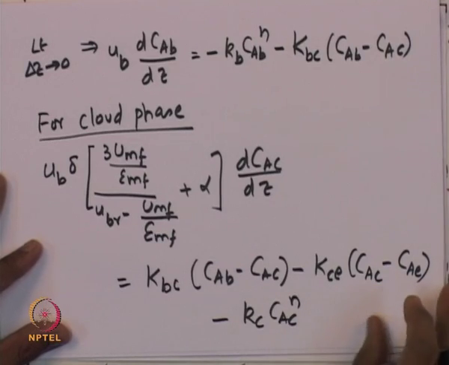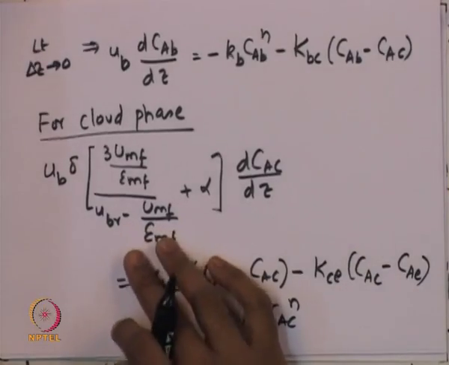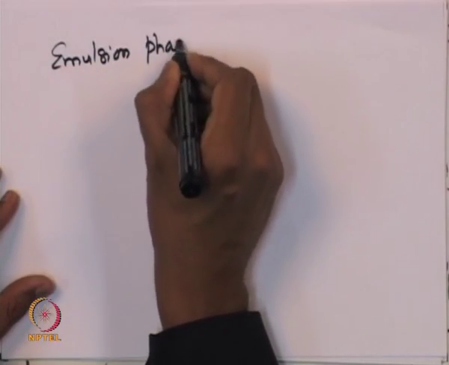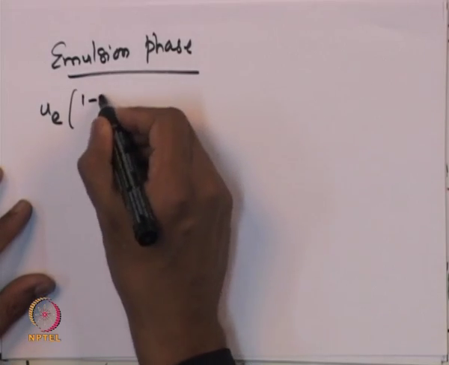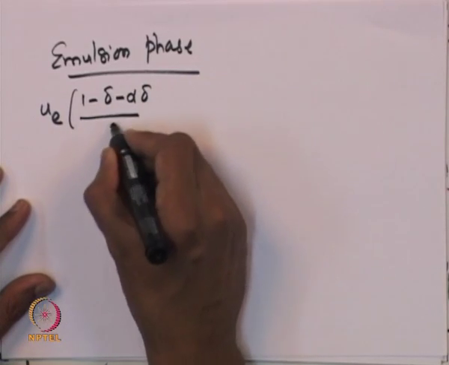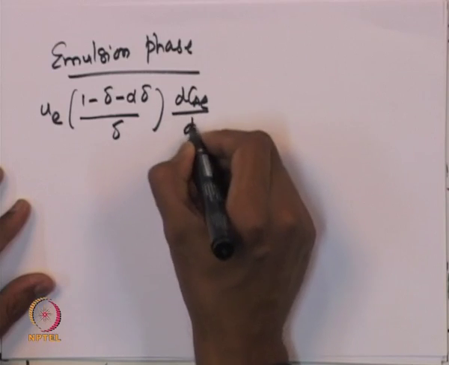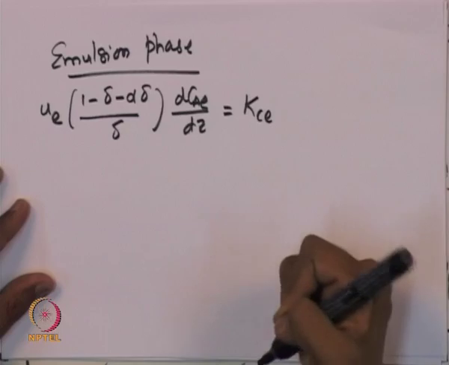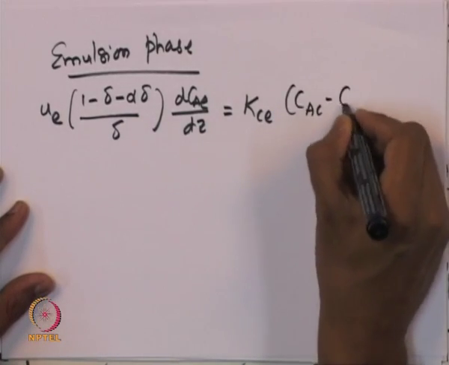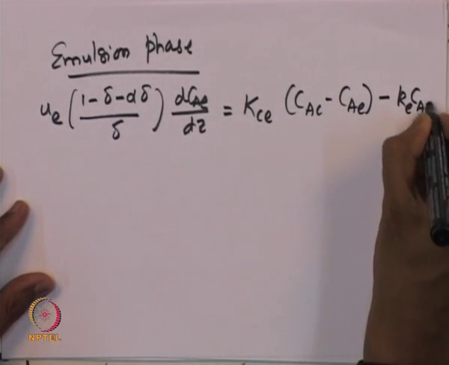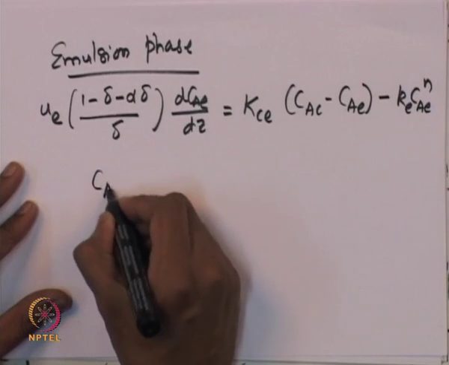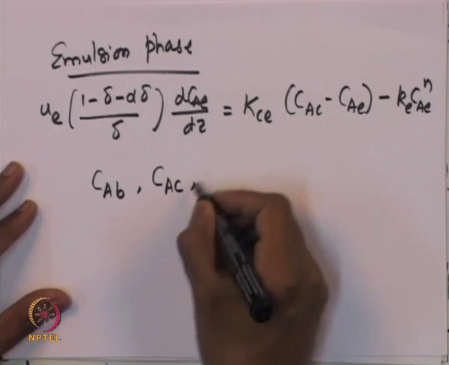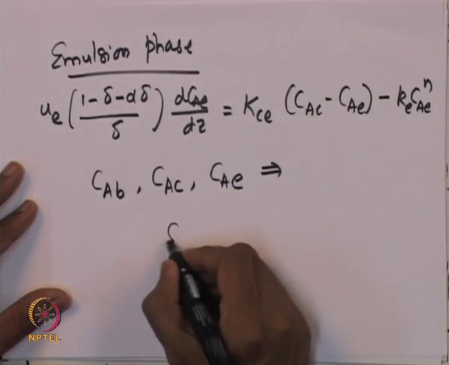So that's the mole balance for the cloud phase, and then the mole balance for the emulsion phase is given by UE, which is the velocity with which the emulsion phase is moving, into 1 minus delta minus alpha into delta divided by delta, into dCAE by dz. That should be equal to the mass transport coefficient between the cloud and the emulsion phase into CAC minus CAE, minus the rate at which the species is being consumed because of the reaction that may be happening in the emulsion phase. So, if we need to find the concentration of the species in the bubble phase, the cloud phase and the emulsion phase, then these three equations have to be solved simultaneously.